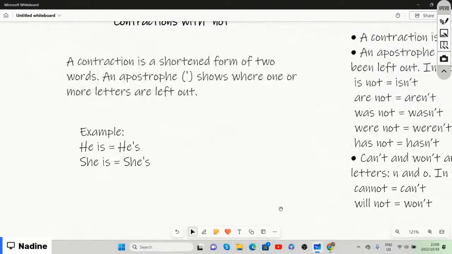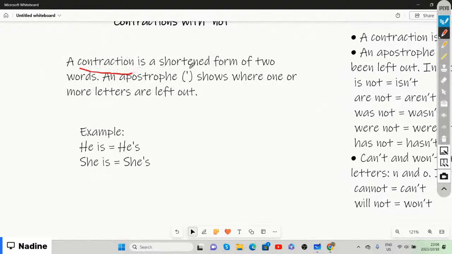So contraction. A contraction is a shortened form of two words, right? And an apostrophe shows where one or more letters are left out. Remember, we do not use an apostrophe for each of the letters that are left out. We only use an apostrophe once, even though one or more letters are left out.